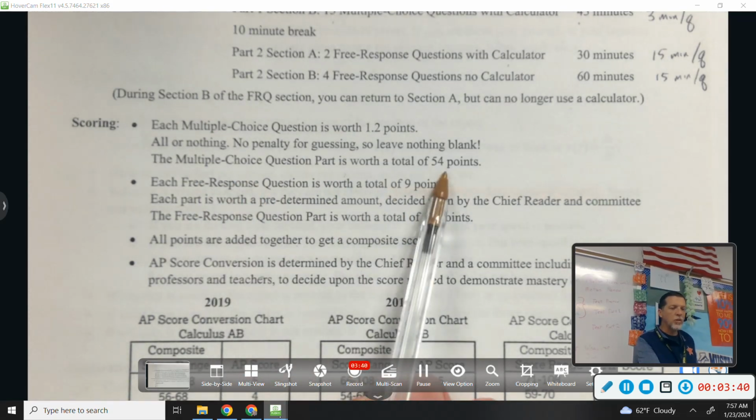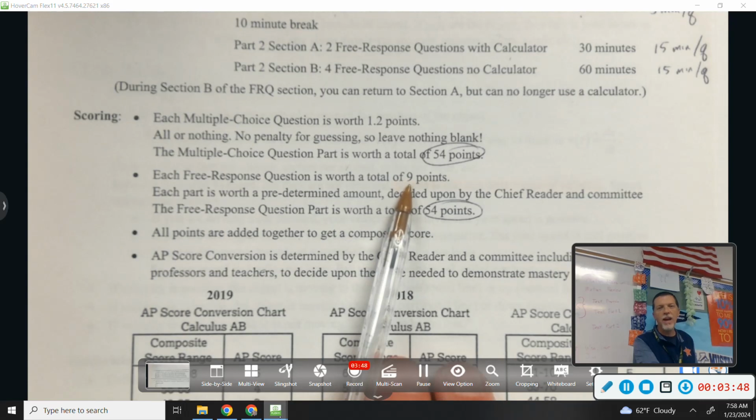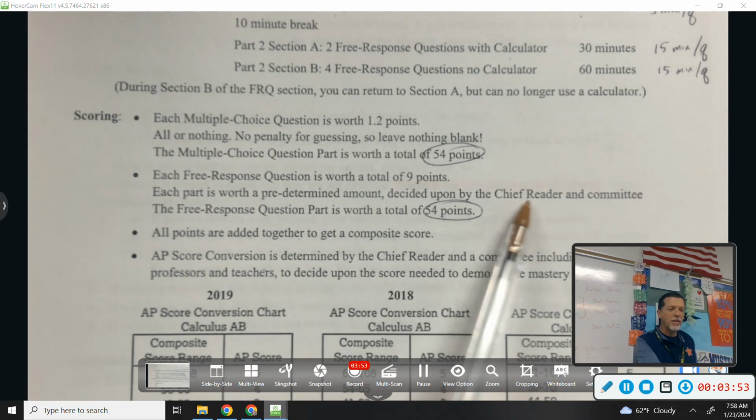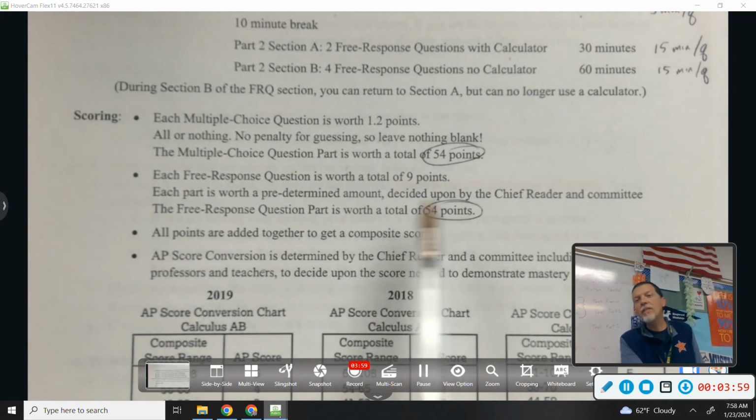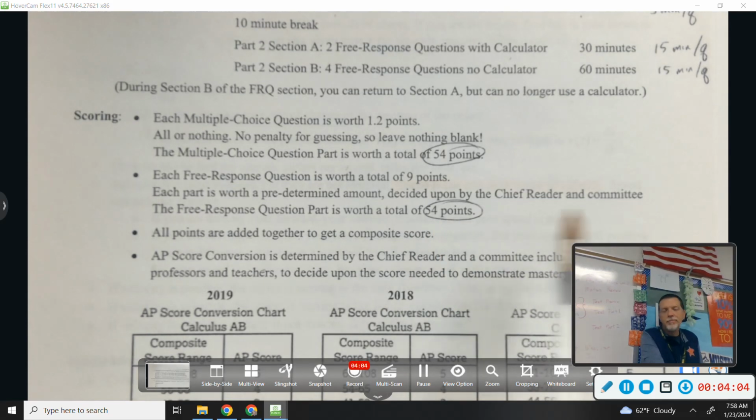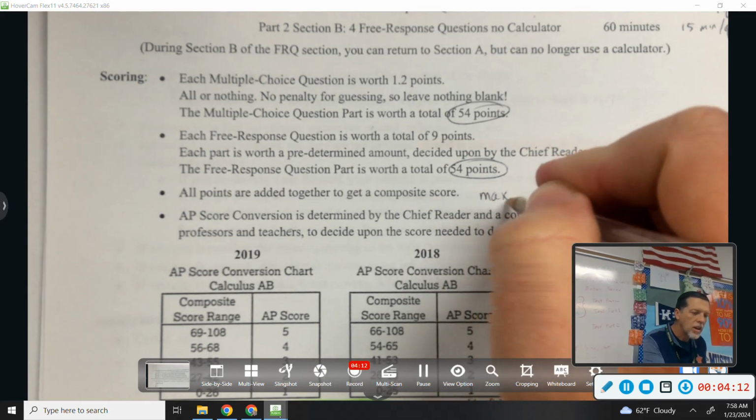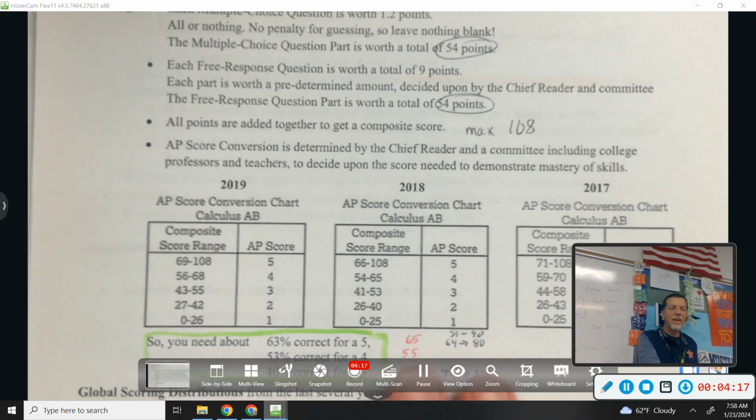Multiple choice is worth a total of 54 points. Again, they're going to make a match, 54 and 54. Each free response question is worth a total of 9 points. And each part is worth a predetermined amount, determined by the chief reader and the committee. You don't have to worry about that. They don't tell you what each part is worth, although after you've worked a bunch of them, you start to get a feel for, that's probably worth 1, that's probably worth 2. But that doesn't really matter. You try to get all the points you can get. And then all points are added to get a composite score. So 108 would be the max.